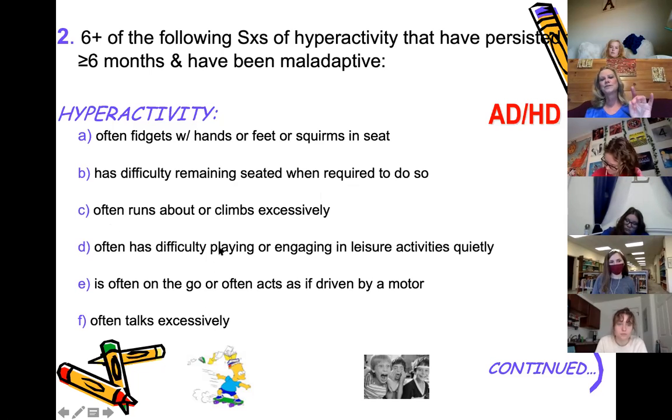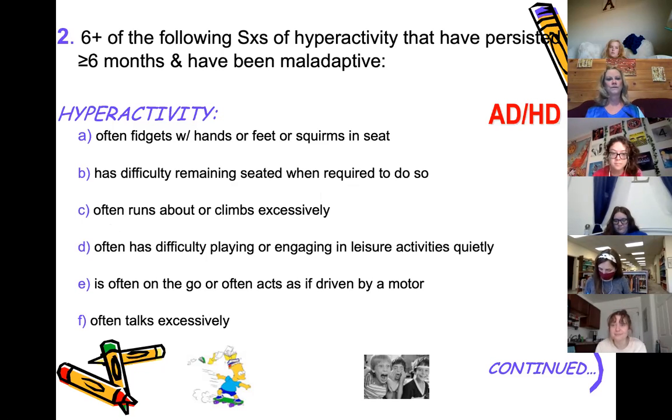There are some symptoms here. These are my favorite in the DSM, the way they're worded. Runs about or climbs excessively. These are kids that are into everything. You've got to secure your house when you've got little ones that are moving about, but boy, you really have to secure your house when you've got these kids, because they can engage in some really dangerous behavior.